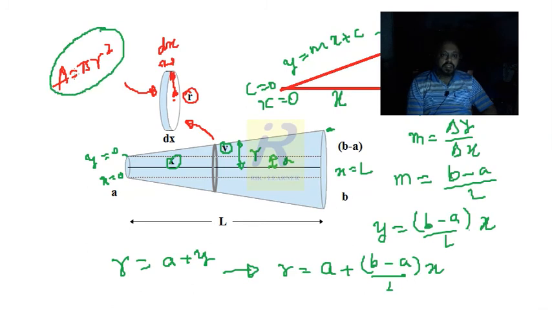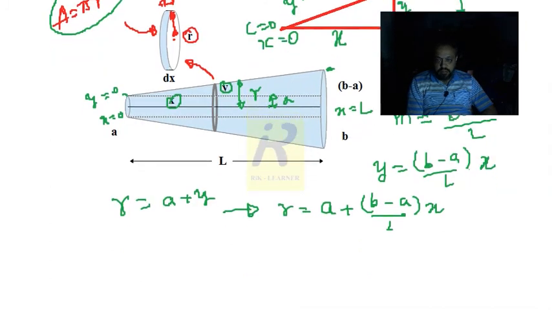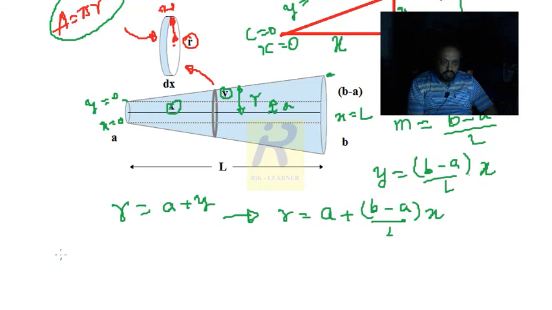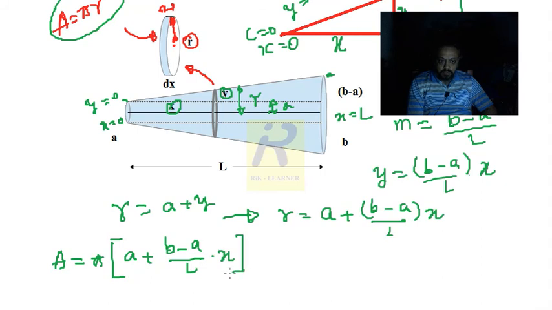Okay, area. So how much will be the area? So area is nothing but what I can write. For this area, I can write A is equal to pi r square, pi, and inside bracket what I can write? It is a plus (b minus a) divided by L into x, squared. So this much is the area of cross section of this element. Okay. So we found the area of cross section of this element.